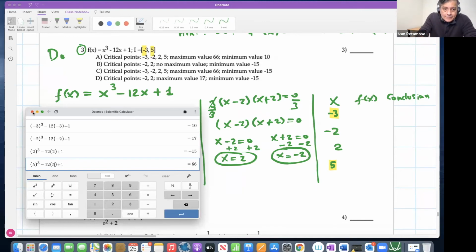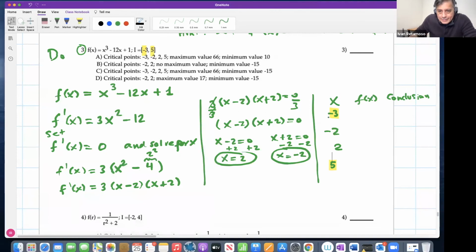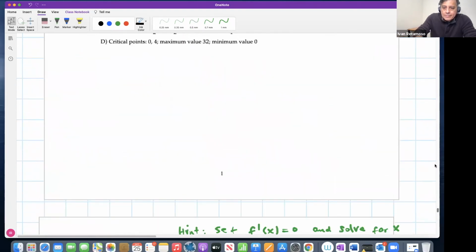So let's do that. The evaluations were 10 for this guy. Then I got 17 for this guy. When I evaluated at 2, I got minus 15. When we evaluated at 5, we got 66, right? Look at the overall. This is the smallest output value. So this has to be the absolute minimum, right? Look at this guy. In the overall is the absolute maximum value for the output values, right? Absolute max, yeah.